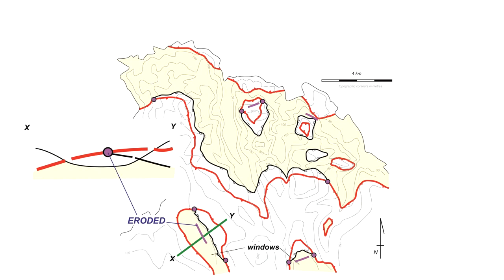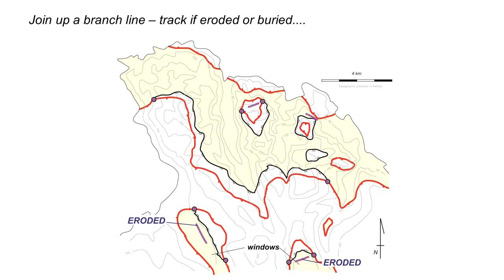Let's now think about the characteristics of these branch lines, and in the pattern we've looked at already, we can see in the window here, we've seen that our branch line segment is eroded. And so too is this one in this window over here. Okay, now let's see if we can join these up. And we're going to track the segments that are eroded and the segments that are buried.